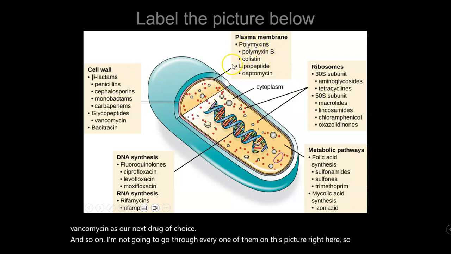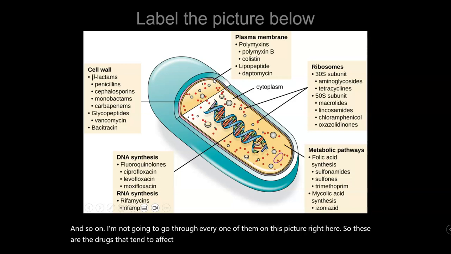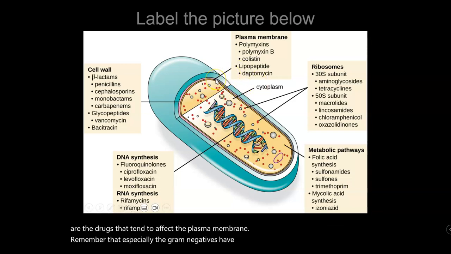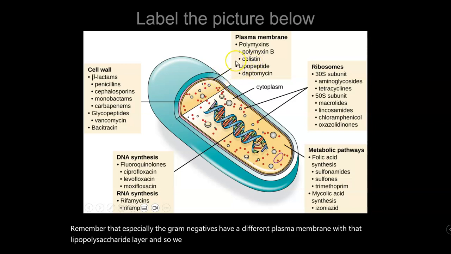So these are the drugs that tend to affect the plasma membrane. Remember that especially the gram-negatives have a different plasma membrane with that lipopolysaccharide layer, and so we can be selectively toxic to their plasma membrane over ours.